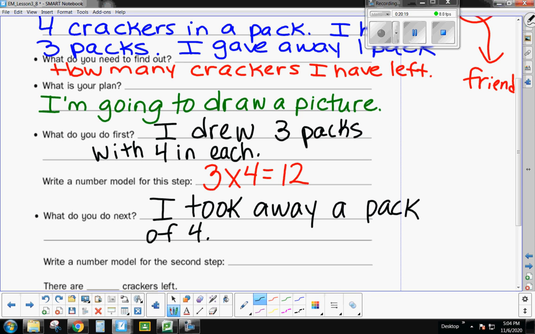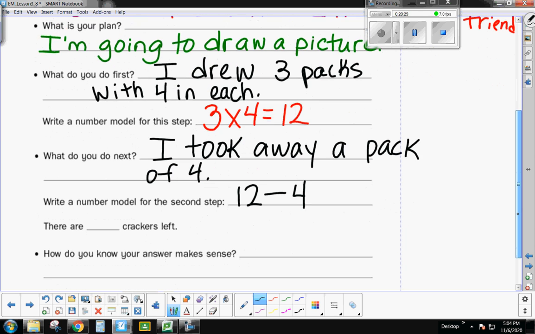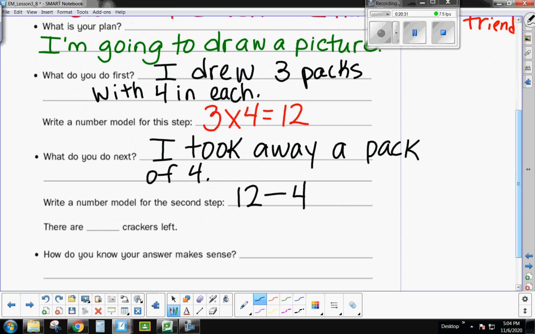So I had 12, right? And then I took away, how many did I take away? I took away 4. So how many crackers are left? That's what I'm figuring out. So 12 minus 4 is 8.